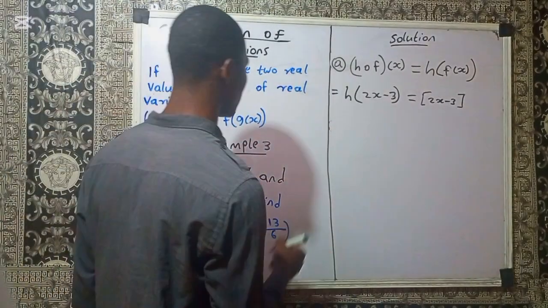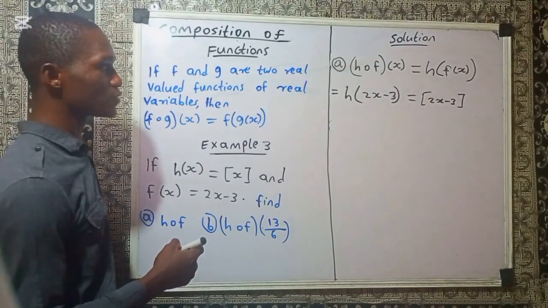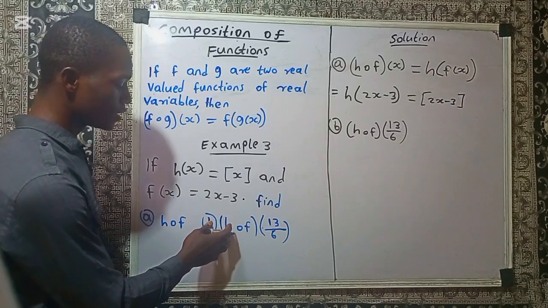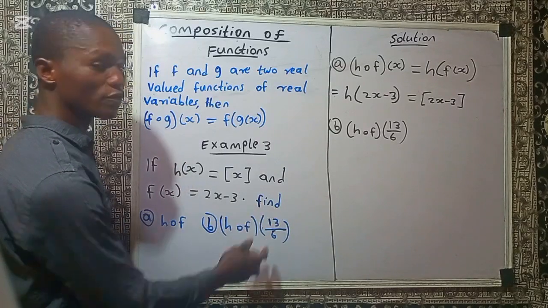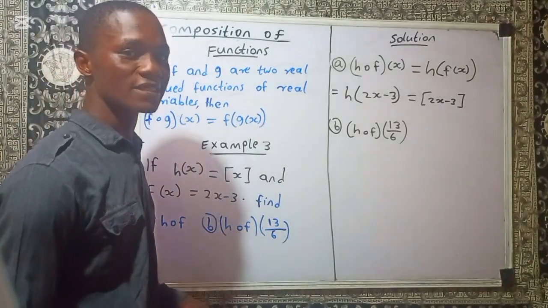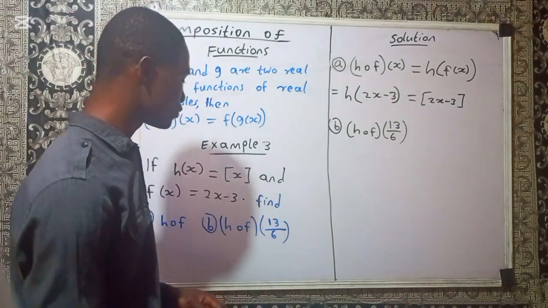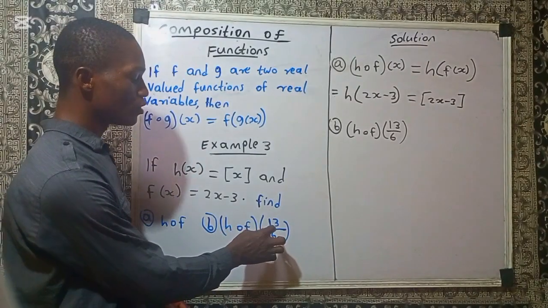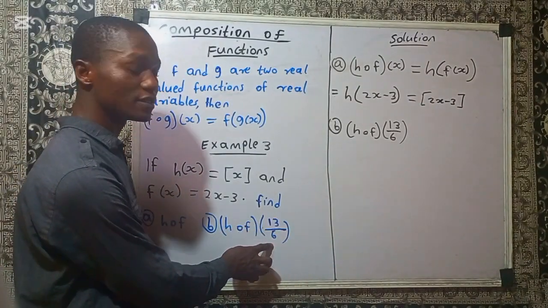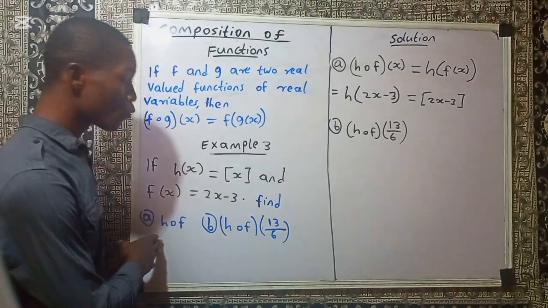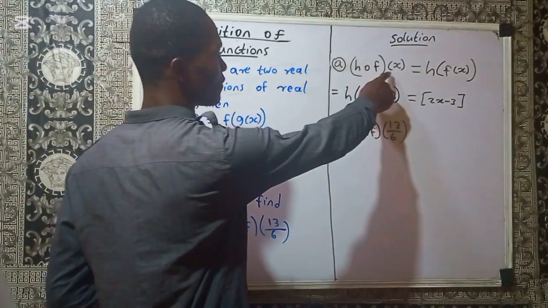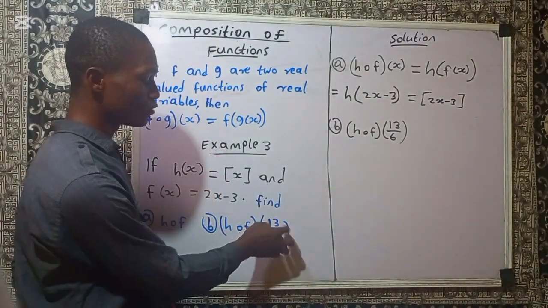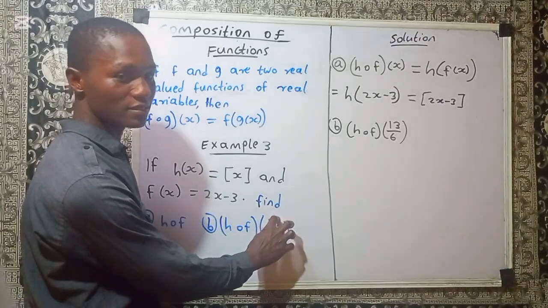Then the next thing we are going to consider is the B part. The second question is to find h composition f when x is 13/6. So assuming in your exam you are asked to find this directly, that is h composition f when x is 13/6, you need to first of all get the first one we solved, that is h composition f at x. Then when you now get it, you now get this second one, that is, you are now replacing x with this value.